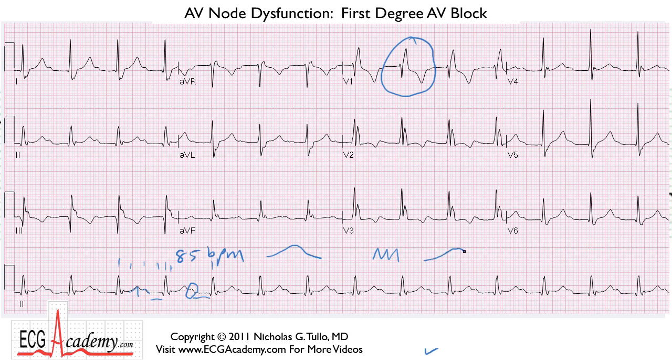And so what you have to look for is a bump. And that's what you're seeing here, a bump in the T wave. But you do have to look for it. It's not as obvious as you think.